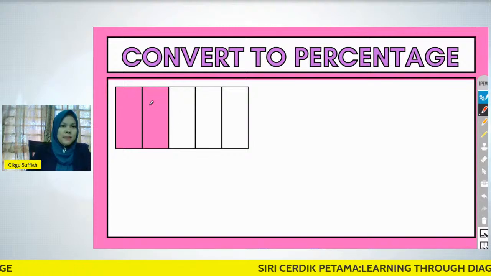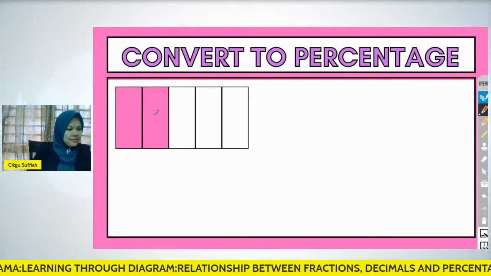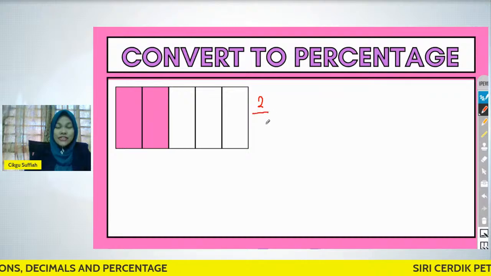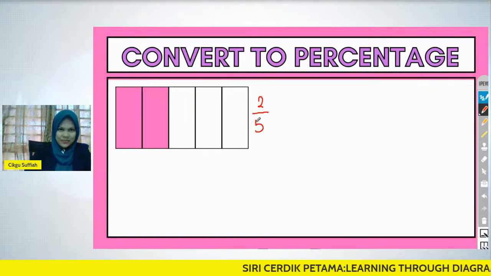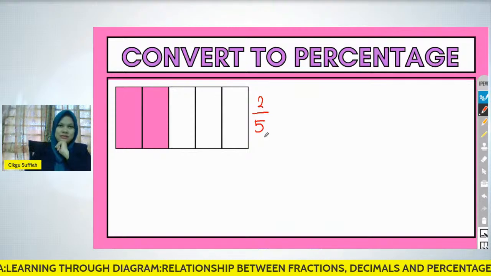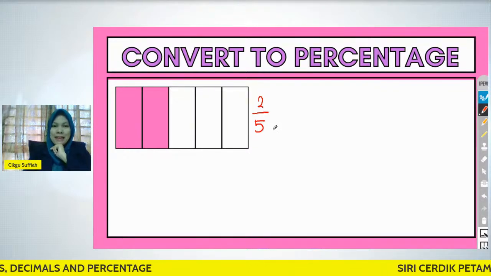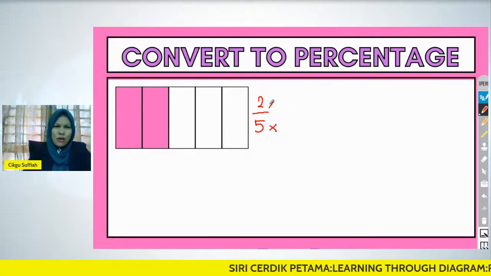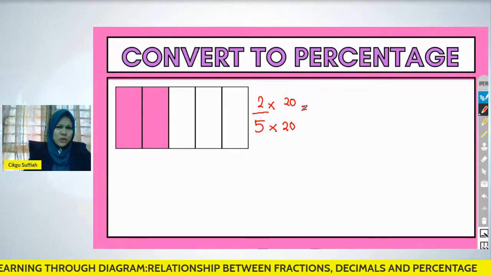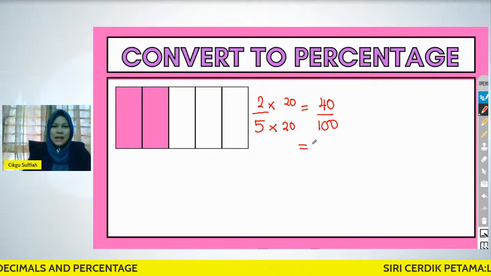So now, can you see how many shaded parts here? Two shaded out of 5. There are two methods that we can do in order to convert this 2/5 to percentage. The first method is by finding the equivalent fraction, or by making the denominator over 100. How to make it over 100? 5 needs to times 20 to make it 100. So if you times 20 down here, up here also you need to times 20. So it will be 40/100.